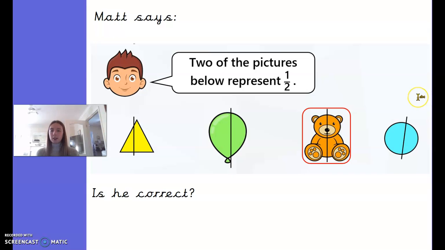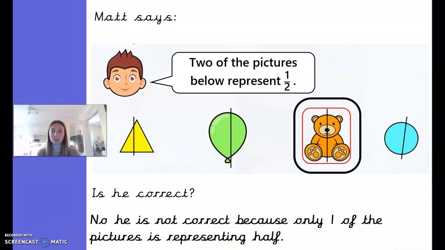Moving on to the last slide then, I have got some different pictures. And Matt says, here's Matt, that 2 of these pictures represent 1 half. Do you agree with Matt that 2 out of 4 of these pictures are representing a half? See if you can pause the video and have a go.